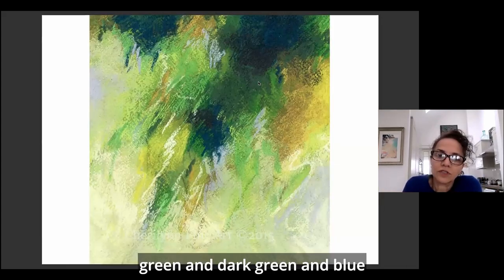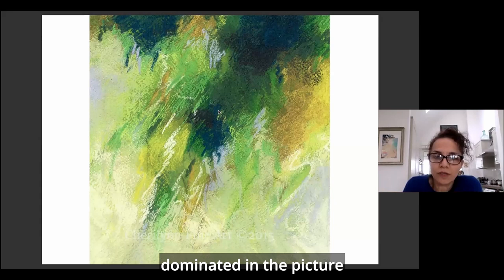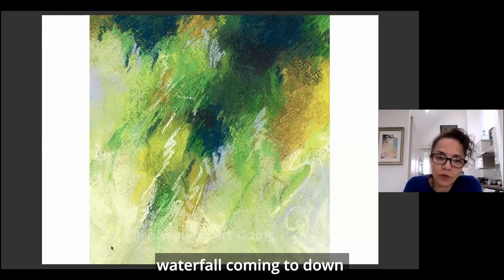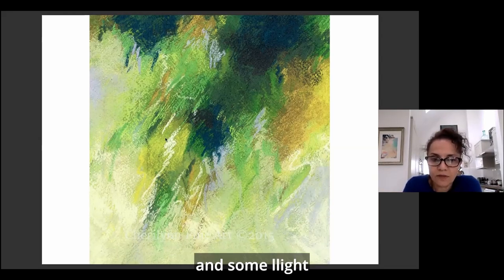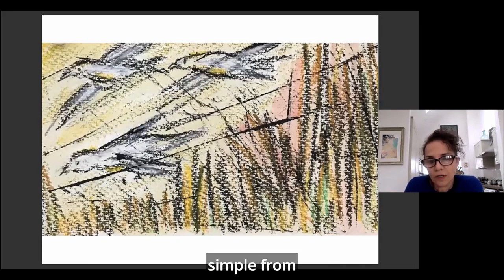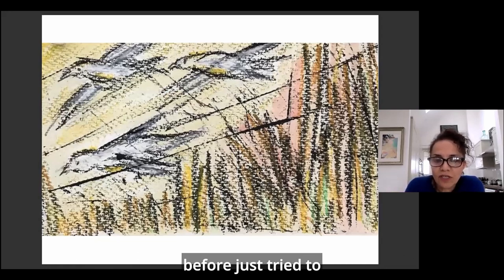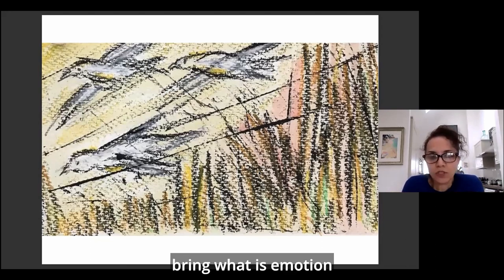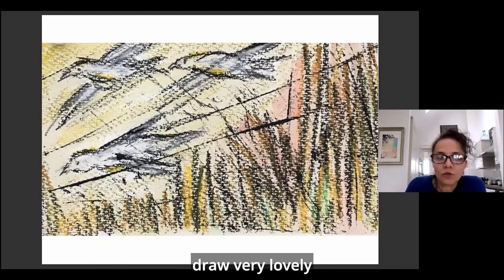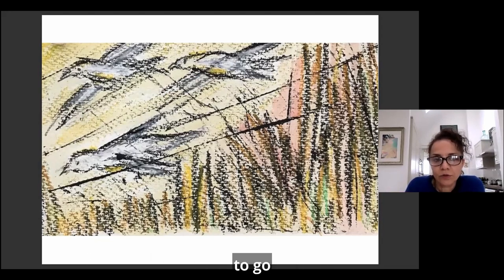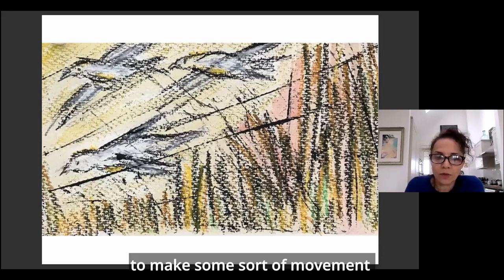This one, green and dark green and blue dominate the picture, and you can see it go from darkness to lightness, like a waterfall coming down the paper, and some light comes through these strong colors. This is very simple, from a student who never did art before. Just try to bring what the emotion is in their mind and draw a very lovely piece of work. And then use a very strong black color to make some kind of movement.